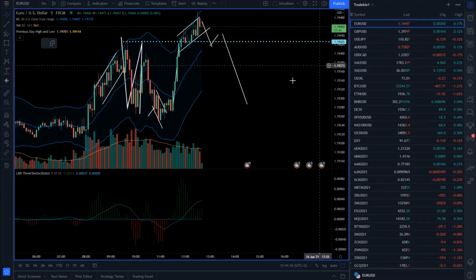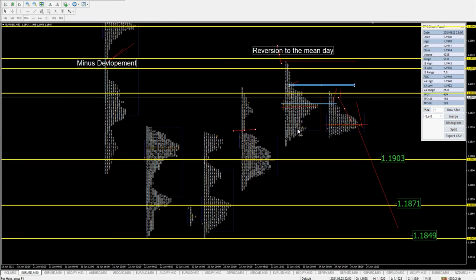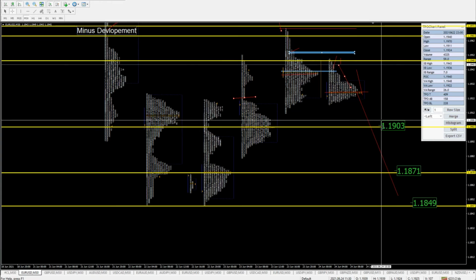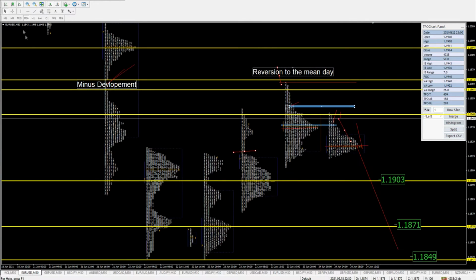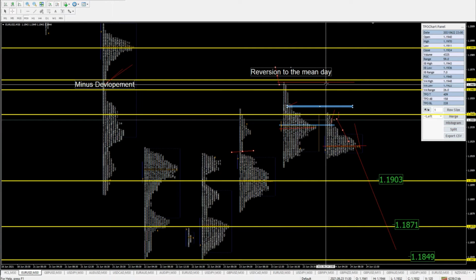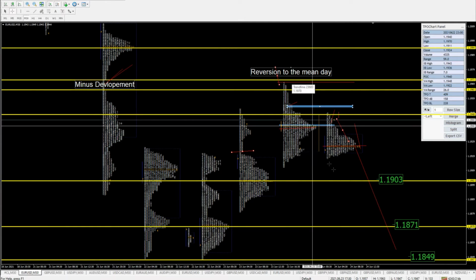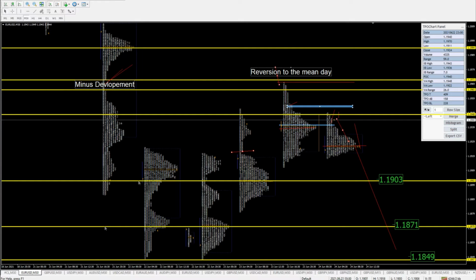So the levels to watch on the downside I marked on this chart. The downside objectives are set at the 1.1900 zone, 1.1870, and 1.1850. I guess this bearish idea will be invalid if the price trades above 1.1965 and 1.1970.